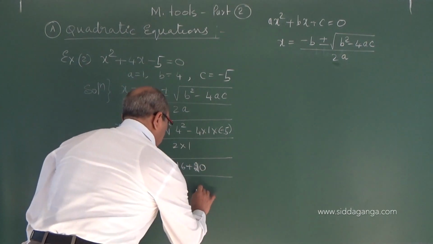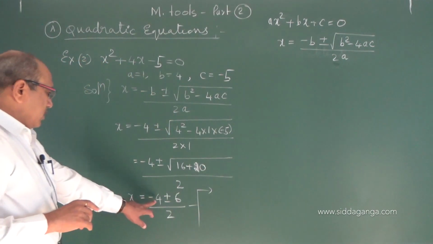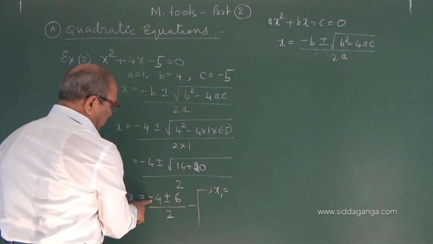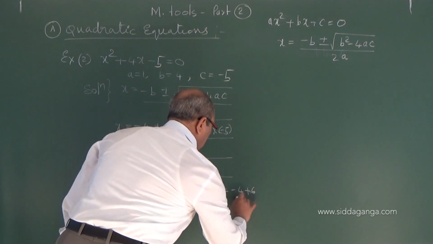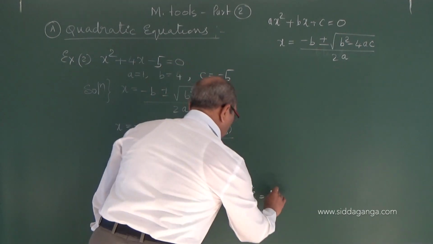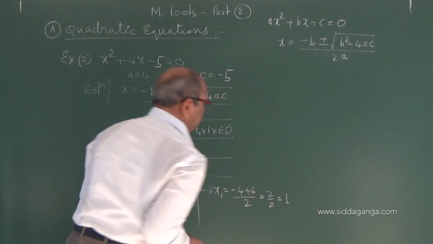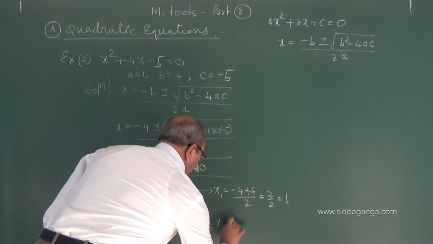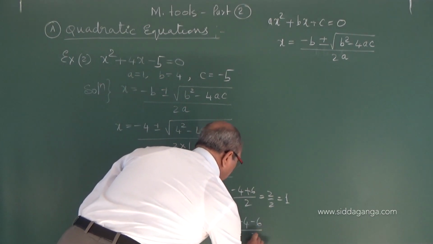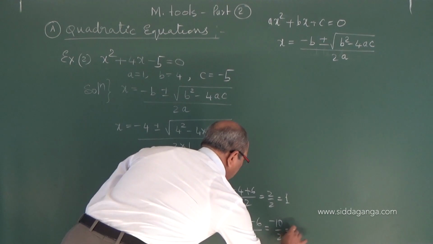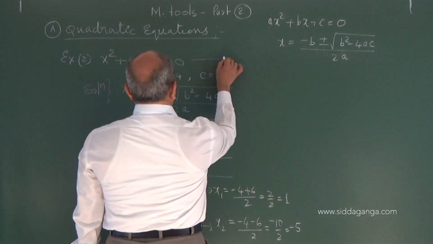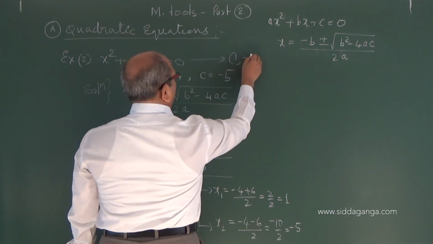It has two possible values. If you take −4 plus 6, divided by 2, that gives 2 by 2, which is 1. And the second one, x2, the second root: −4 minus 6, divided by 2, is −10 by 2, which is equal to −5. The two possible roots for this are 1 and −5.